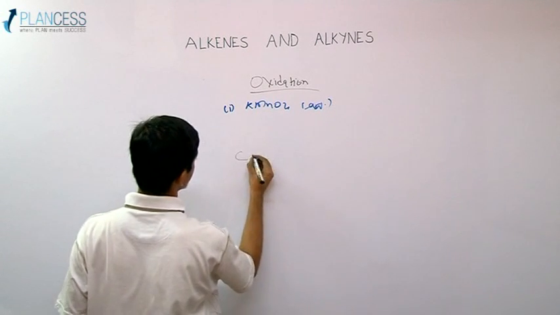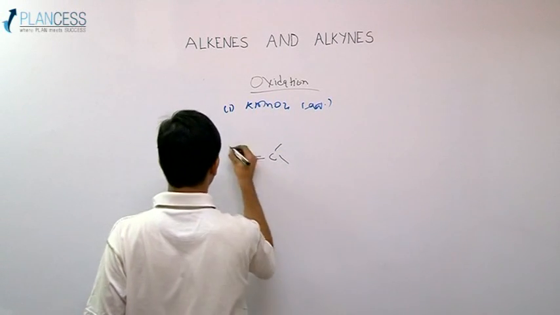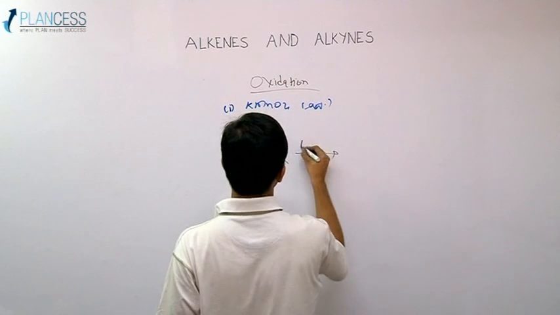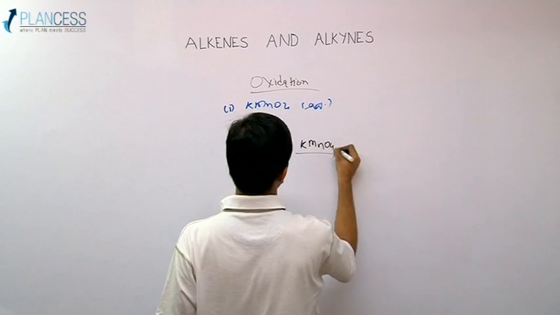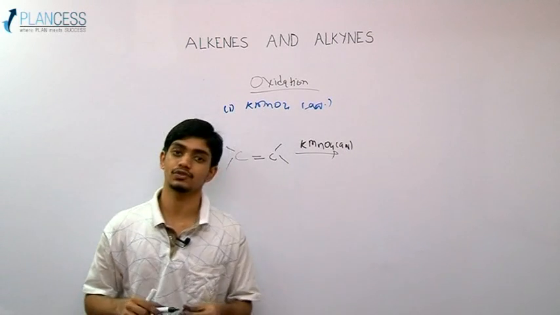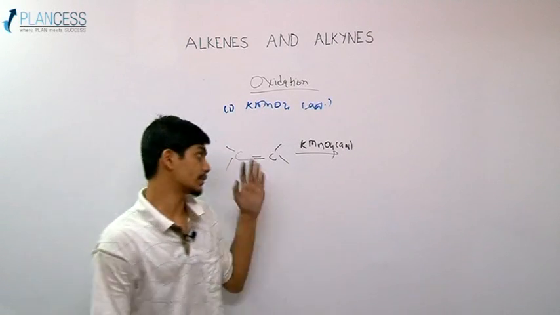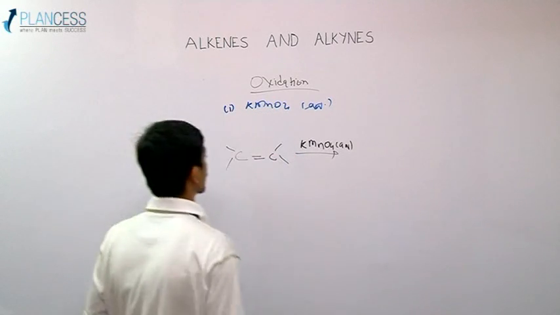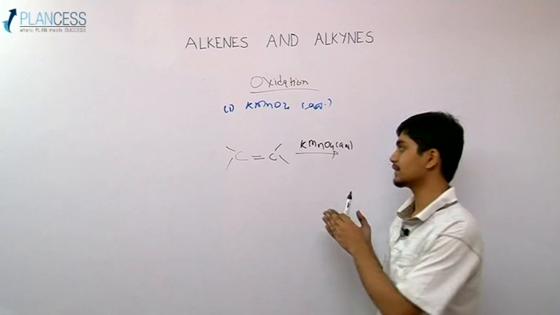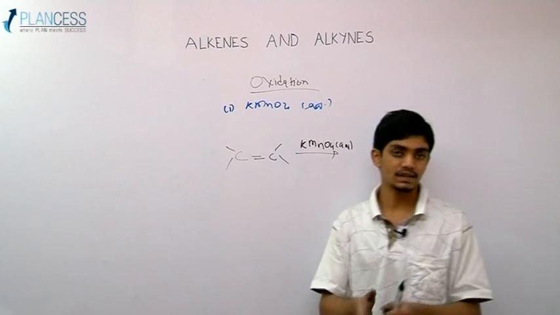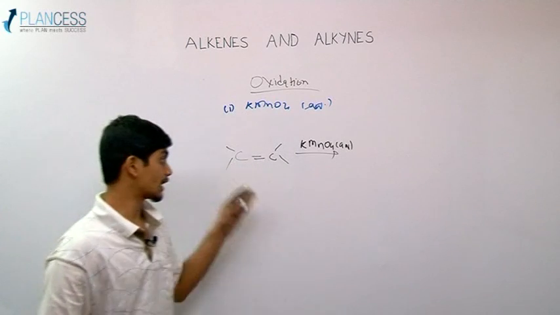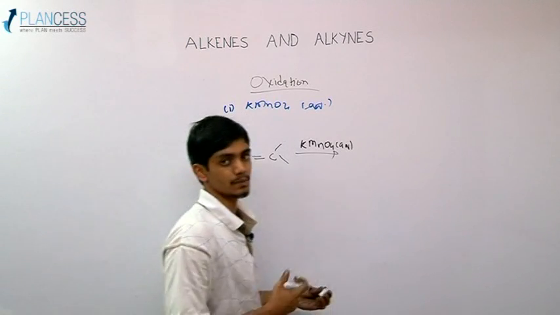Suppose you take this alkene and you react it with KMnO4, but remember the KMnO4 should be aqueous, it should be a dilute one. If you take a strong solution of KMnO4, then you would completely oxidize the alkene. And oxidizing alkenes means, what is the oxidation level of alkene? Alkenes is actually almost the same oxidation level, because if you calculate the oxidation state, it comes out to be +4.